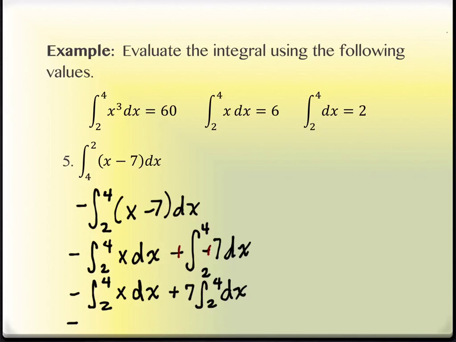Okay, so I've got a negative here. What's the integral from 2 to 4 of x dx? So it'll be a negative times the 6, right? And then I have plus the 7 times, and what's the integral from 2 to 4 of dx? That was 2. So I have negative 6 plus 14, which gives me 8.